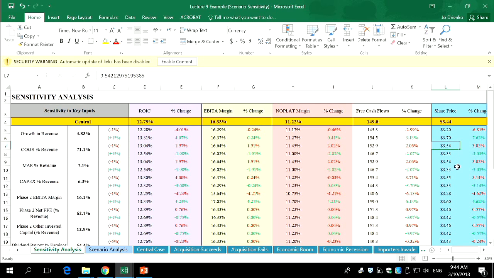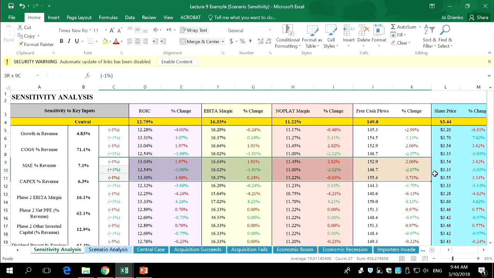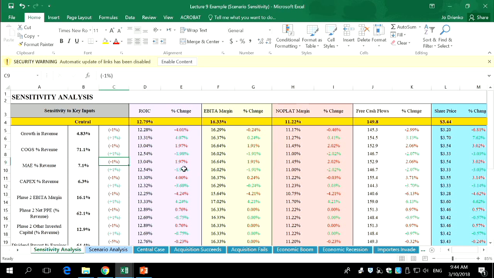So the model's working as expected. All right. Other expenses, again, plus or minus 1%, everything works as expected. So the model seems to be functioning correctly. If you decrease this cost by 1%, again, value per share, free cash flows, NOPLAT, ROIC, they all go up, as you would expect.